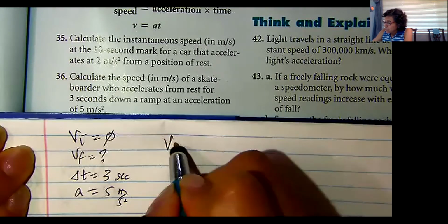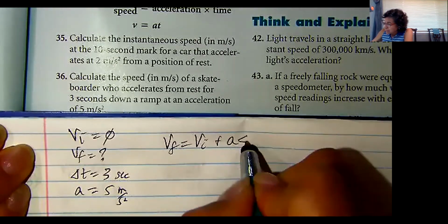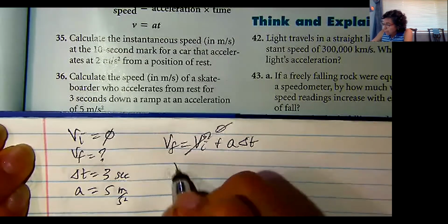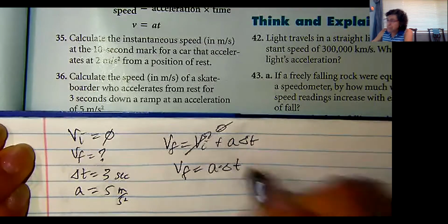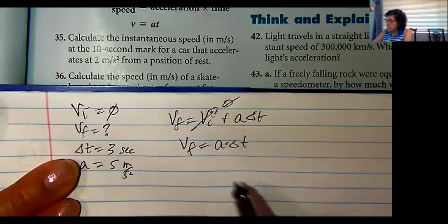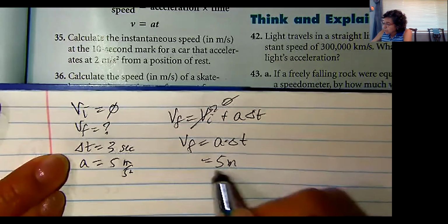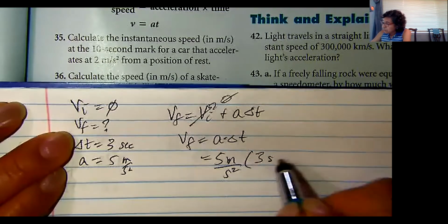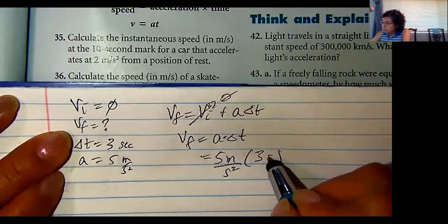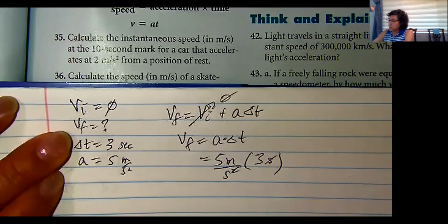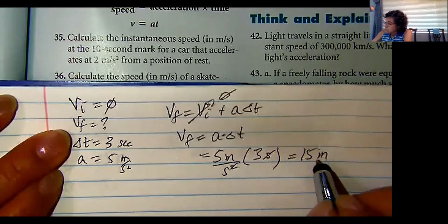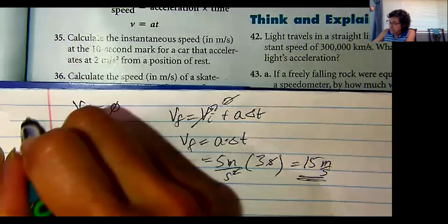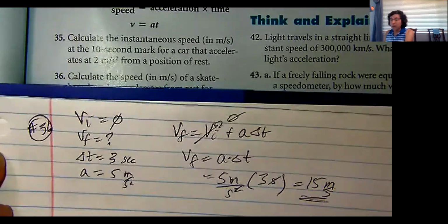That equation I gave you, V final is V initial plus A delta t. And yes, the V initial again goes to 0. So now we're left with V final as just the acceleration times the time. Our acceleration is 5 meters per second squared times the time, which is 3 seconds. I know one of my seconds cancels out, and I end up with meters per second. 5 times 3 is 15 meters per second. Okay, so there it is. That one is number 36.